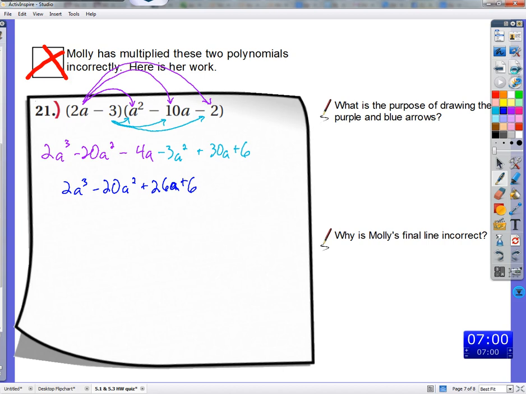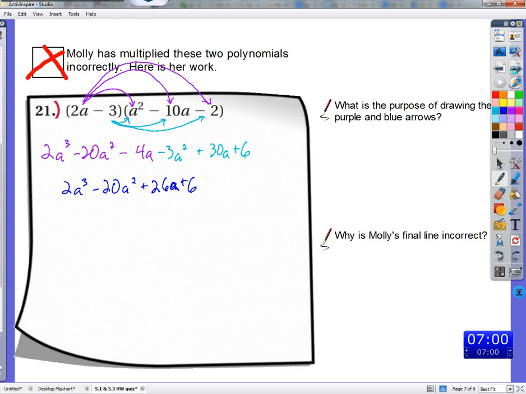Set of parentheses, that's the polynomial. Okay. So, she's got a reason, and I'll just make it clear. Her reason is not because that's the right thing to do and something else would be the wrong thing to do. Why is she doing it? Why is she drawing those arrows?